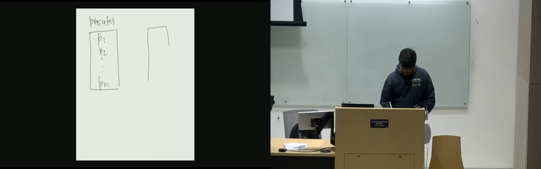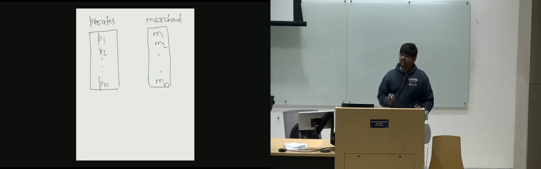Let's try to understand what exactly we are trying to do here. We basically have two sets. One set contains the pirate ships, starting from P1, P2, and going all the way to Pn. Then we have one more set which contains the merchant ships, M1, M2, all the way to Mn. We are essentially trying to match each pirate ship with a merchant ship.